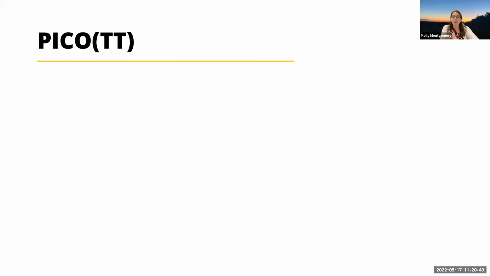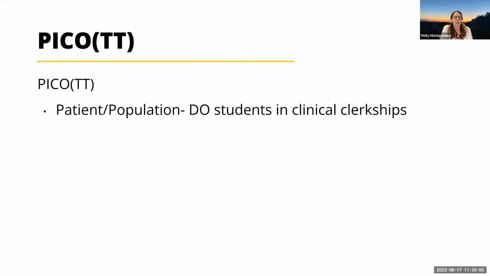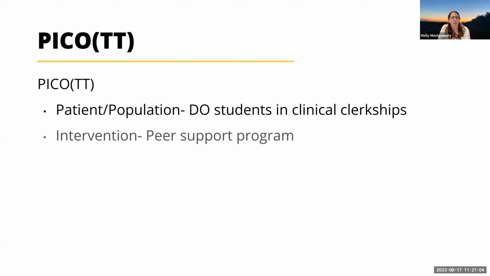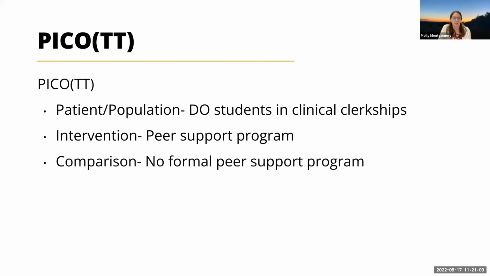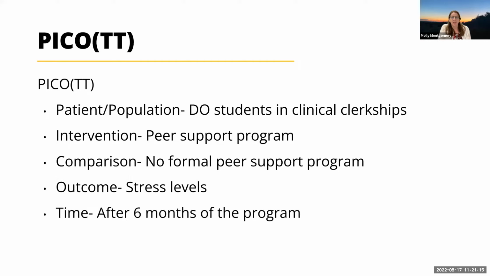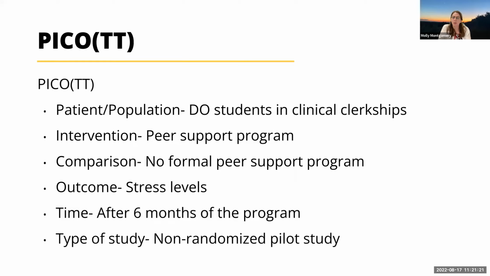So let's do this PICO with my example of the peer support in clerkships. So in this case, my patient or population, these are osteopathic students in their clinical clerkships, fairly specific, maybe borderline too specific, but we're going to go for it. Intervention will be that peer support program. A comparison, no support program. We're looking to see if it's going to impact stress levels. And I just threw 6 months out there because sure, why not? And the type of study, sometimes you won't know this right away because you still will be very early on in choosing your topic. But in this one, it would probably be some sort of non-randomized pilot study. It would be looking to do a small study.